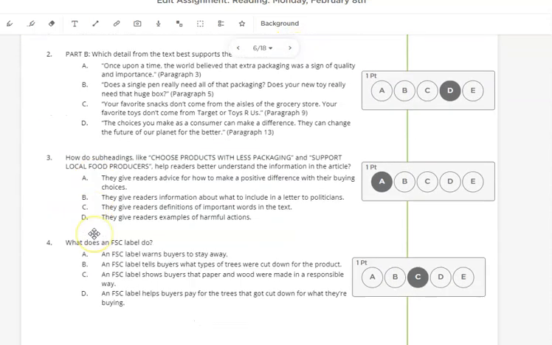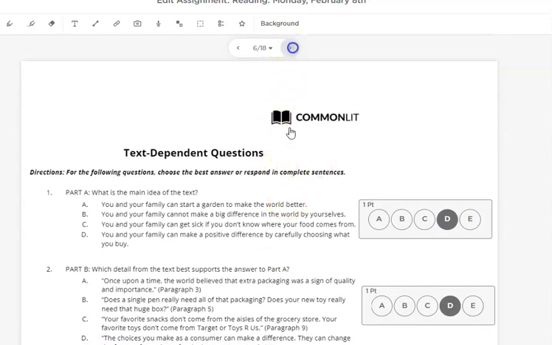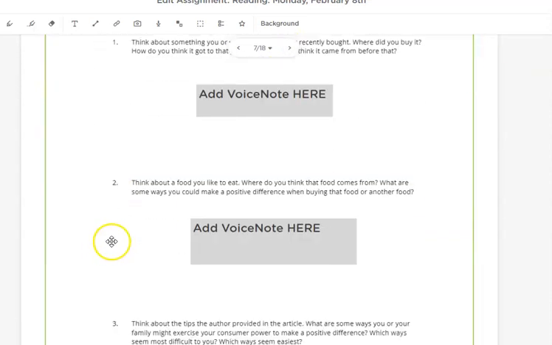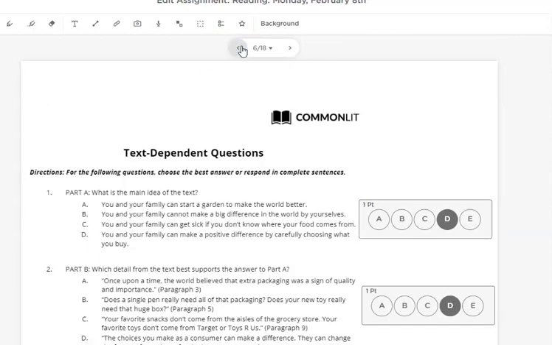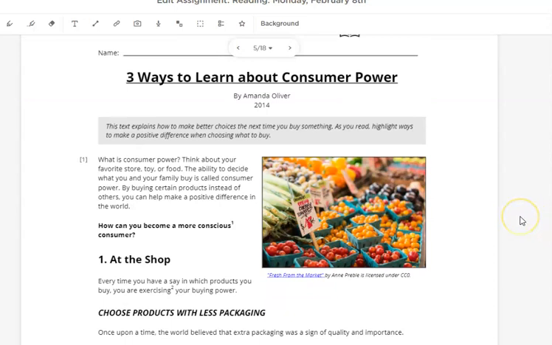One, you will be answering questions on your own and finding your evidence, and then we will have a discussion. Let's go ahead and begin. "3 Ways to Learn About Consumer Power" by Amanda Oliver.